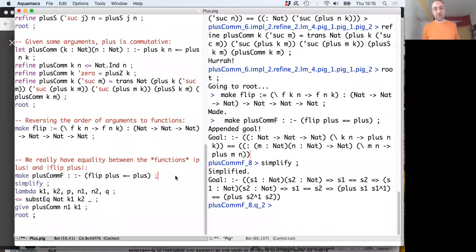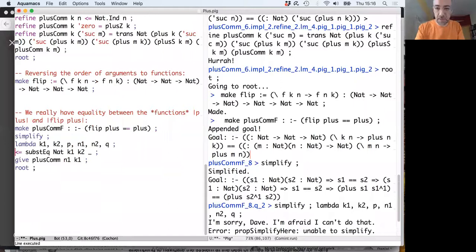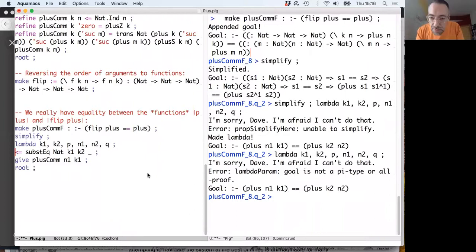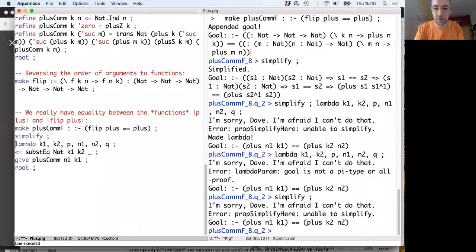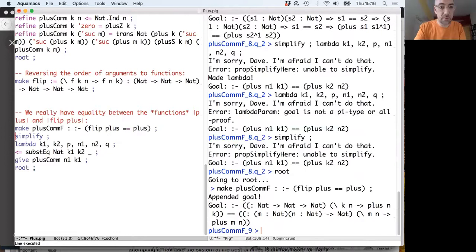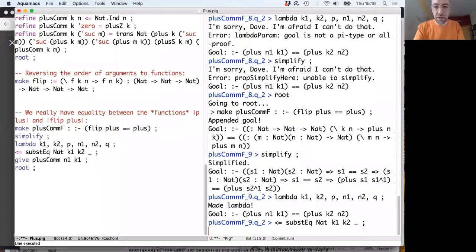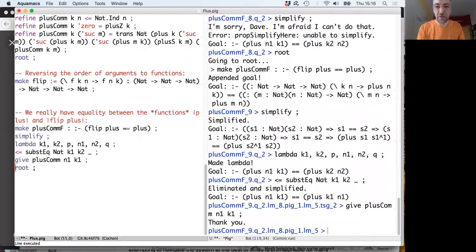I'm proving that flip plus is plus by proving that they both take equal inputs to equal outputs. So when I grab my, whoops, what happened there? My cursor was in the wrong place. Oh dear, something went wrong there. I know what I'm going to do. I'm going to hit say root. I'm going to give up on that and start again. Simplify that, and I get the extensional version, introduce all the assumptions, eliminate the equation, and then it turns into an appeal to commutativity of plus.